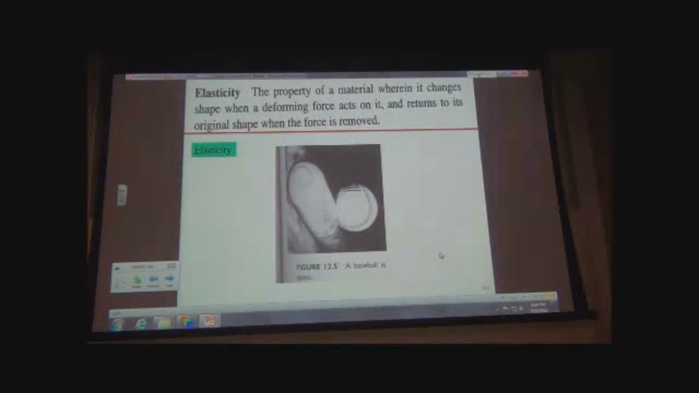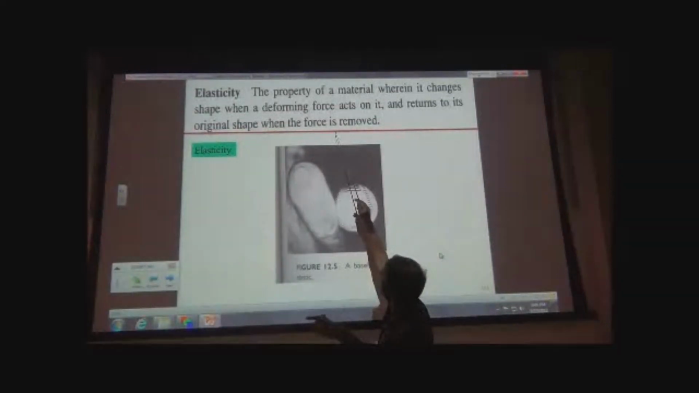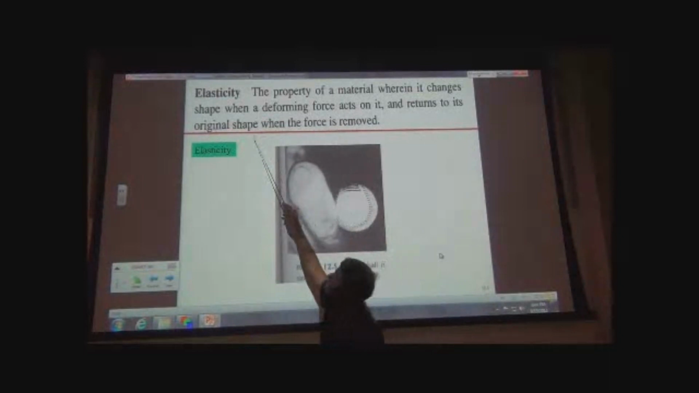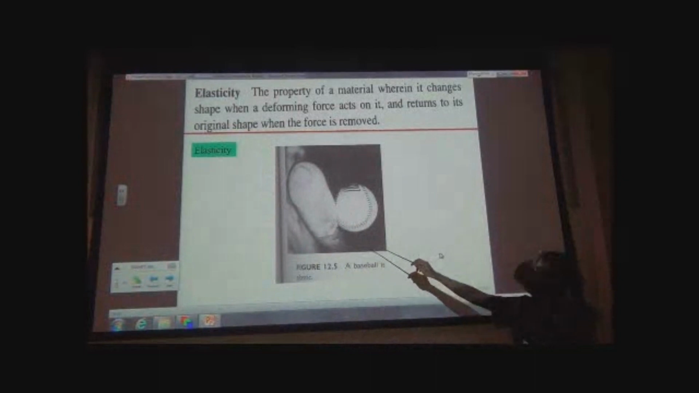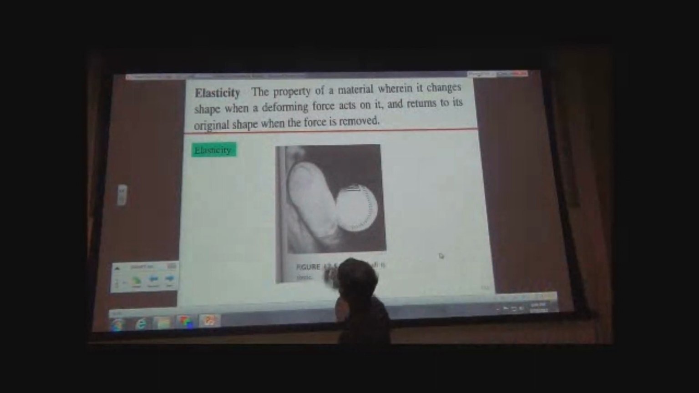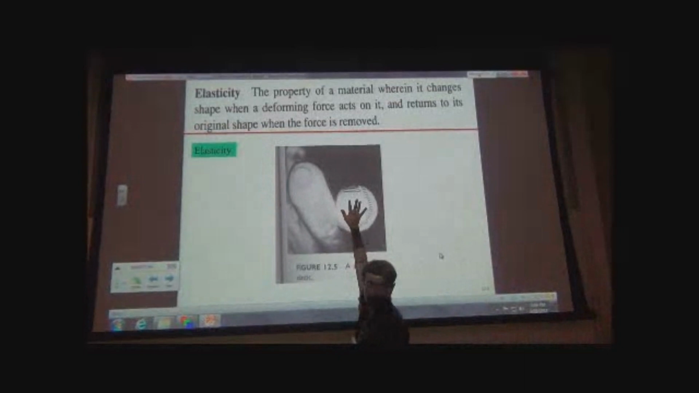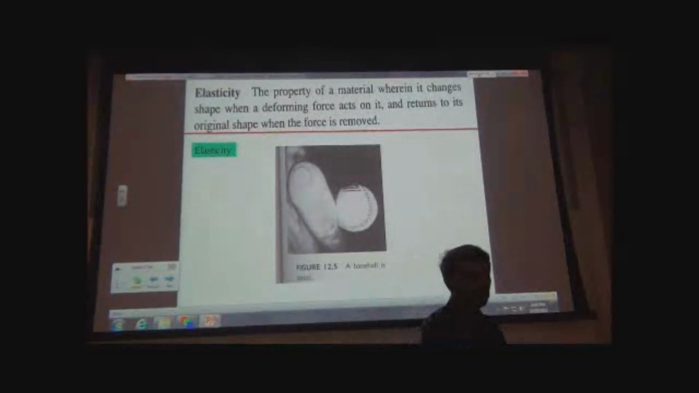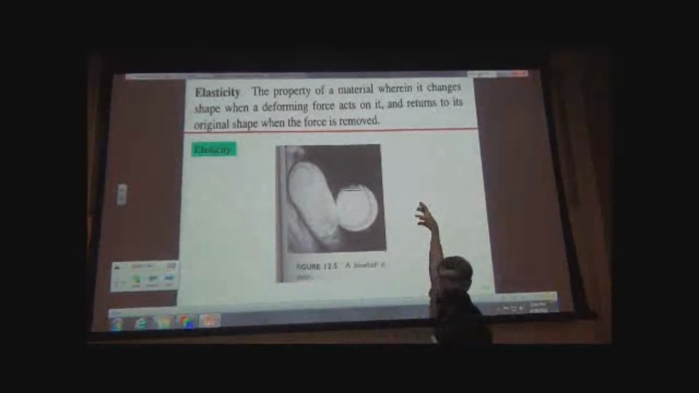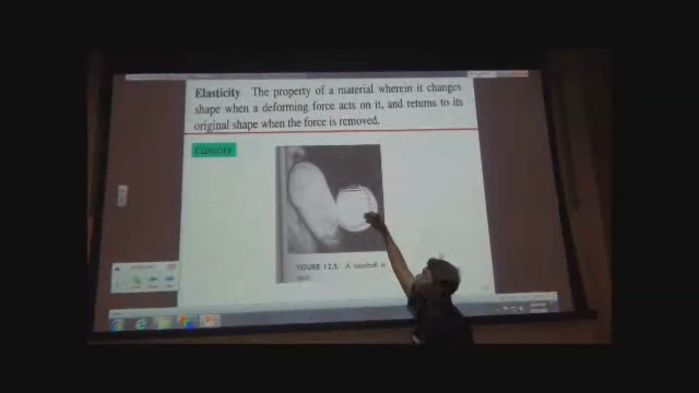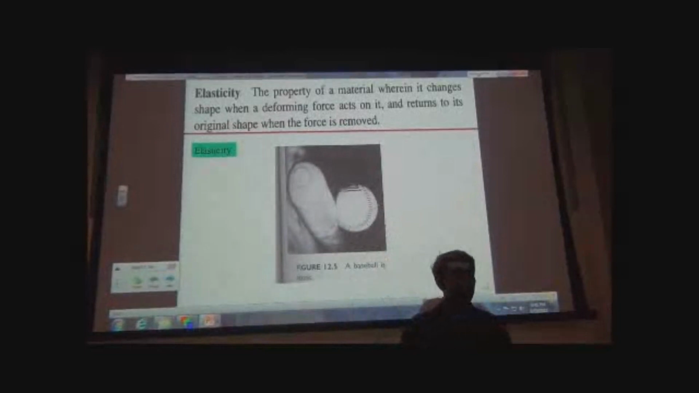So elasticity is the property of the material where it changes shape when a force acts on it, then comes back to the original shape when the force is removed. So here's an illustration. A baseball bat is used to hit a baseball, and you can tell that there's an indent now in the baseball, right? As the bat is hitting the ball, there's an indent in the ball. Then the ball springs away from the bat. When it springs away, the indent fills out again.